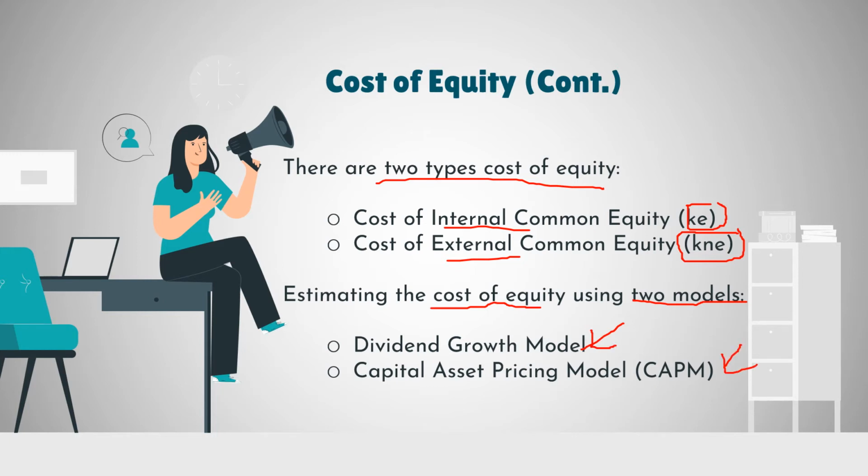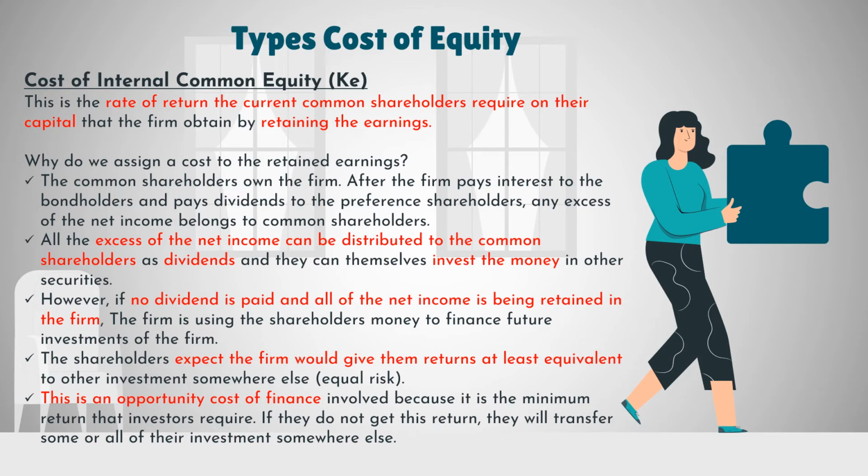So we will go through apa tu cost of internal common equity. So, the cost of internal common equity is the rate of return current common stockholder require on their capital that the firm obtain by the retained earnings. Okay, contoh dia macam ni. Company, kan dia akan dapat profit. Profit tu kita call as retained earning. Profit contoh kalau dia dapat RM500,000. And then, the cost of internal common equity is rate of return the current common shareholders required on their capital. So, apa rate of return yang diorang akan dapat based on retained earning?